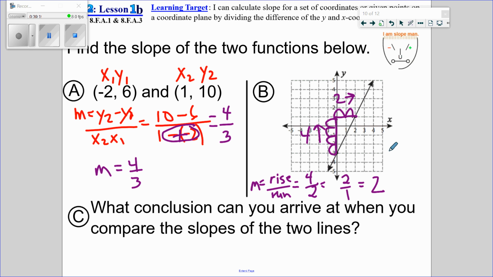What conclusion can you arrive at when you compare the slopes of two lines? Well, this one, example number B, has a steeper slope because the slope is larger than 4 over 3. 4/3 in reality is 1 1/3. That number is smaller than 2, so B is steeper. So you look at the numbers, and the larger slope, whether it's positive or negative, just look at the number, because if it was a negative slope, that's just telling the direction of the line. 2 is larger than 4 over 3.